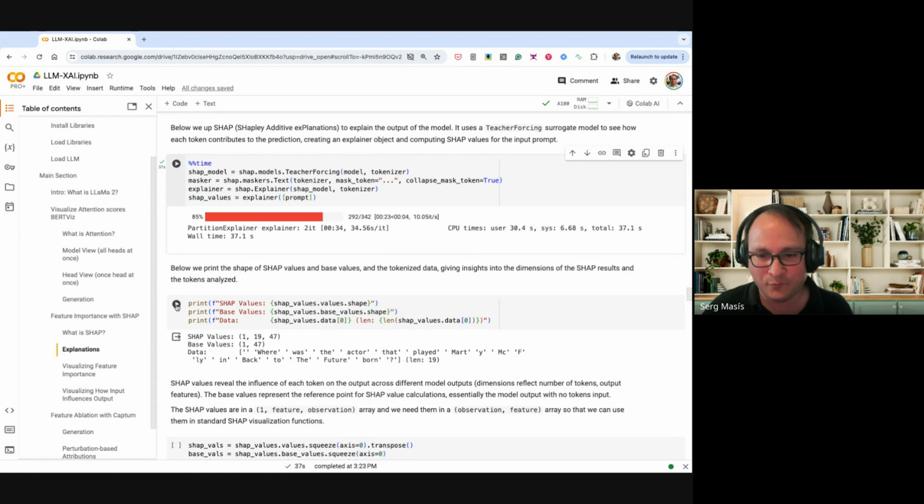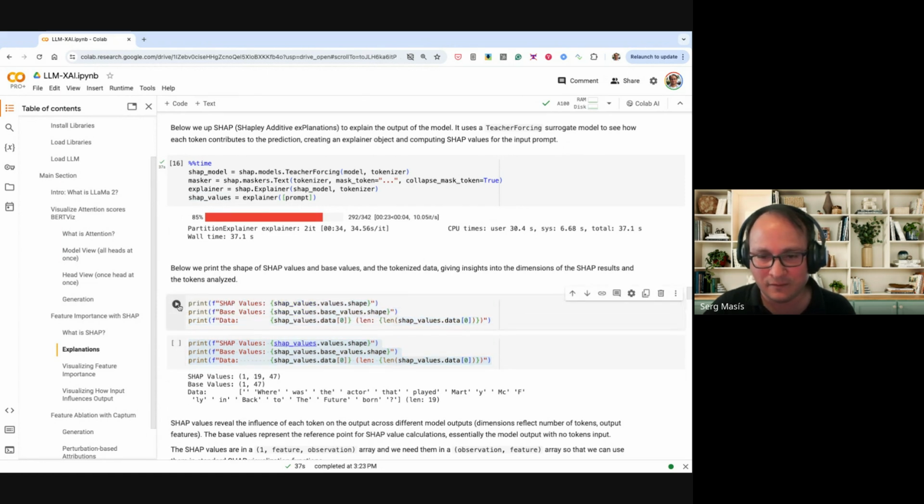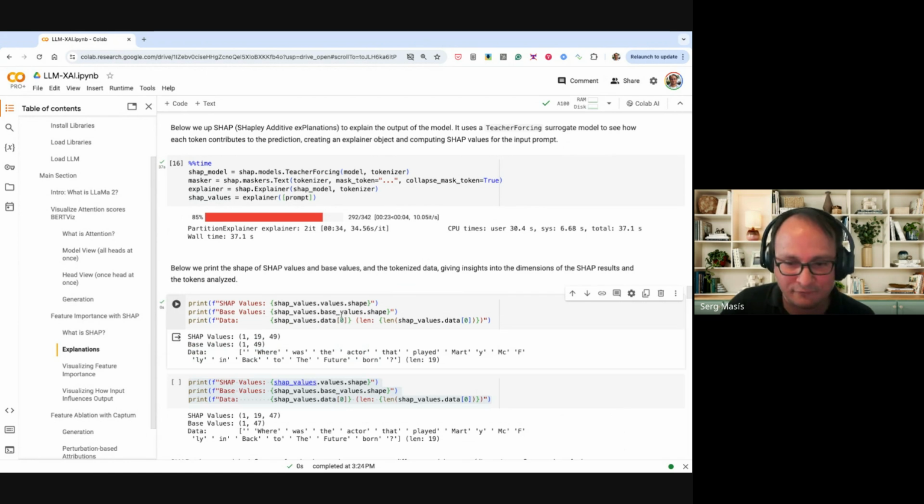So when we look at the SHAP values, I'm going to copy this because this is the original one, and I want to show that every time it runs it is not necessarily the same. Obviously, this time it's assessing an output of 49 tokens, and before it was 47. So when you look at these numbers, the first number relates to the input, the second one to the output.